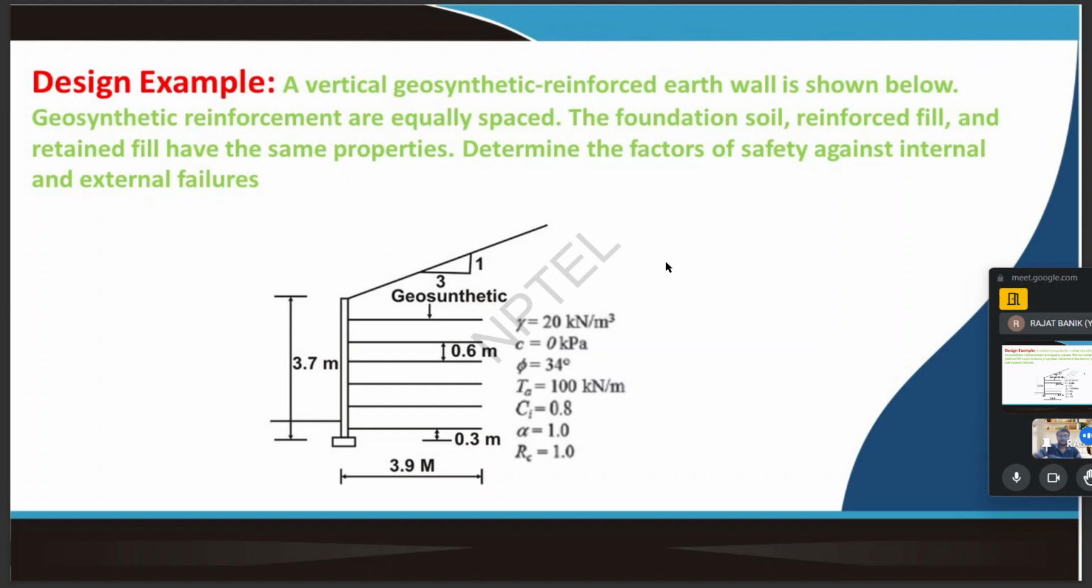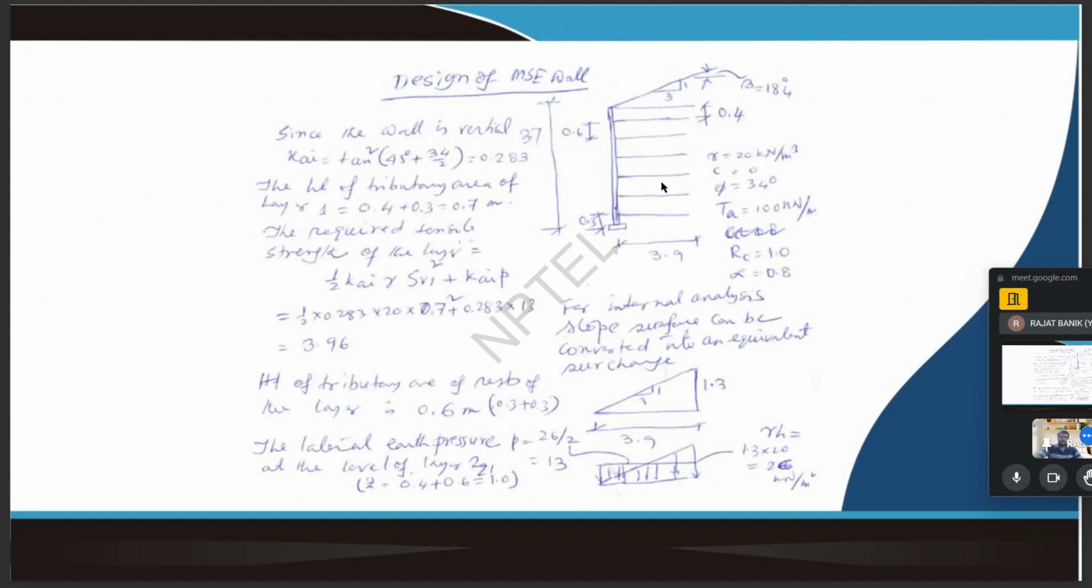So now we try to solve this problem. We can see in the figure, in my slides, that first we need to find the active earth pressure coefficient. For this we use the formula tan square of 45 degrees minus phi by 2. By this way we find the active earth pressure coefficient, that is Ka equal to 0.283.